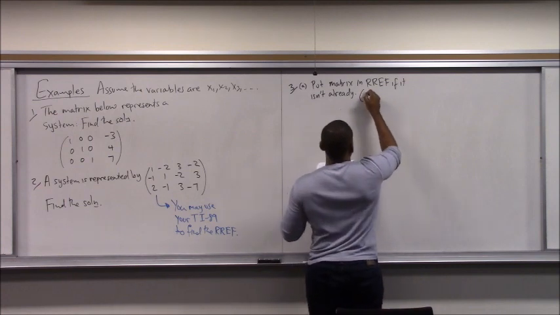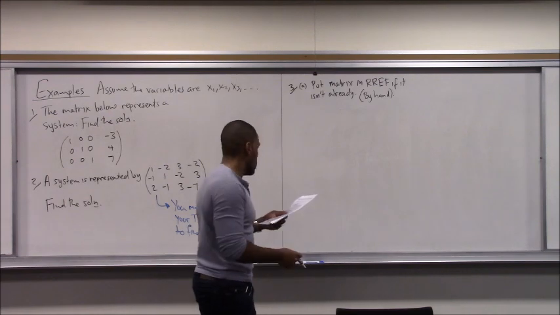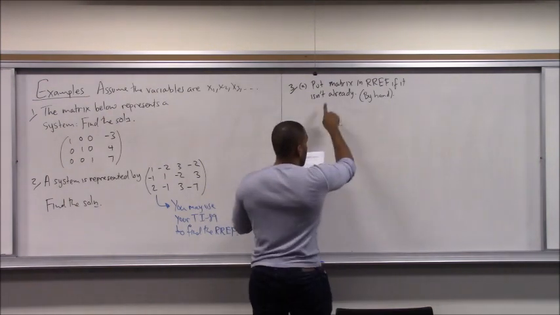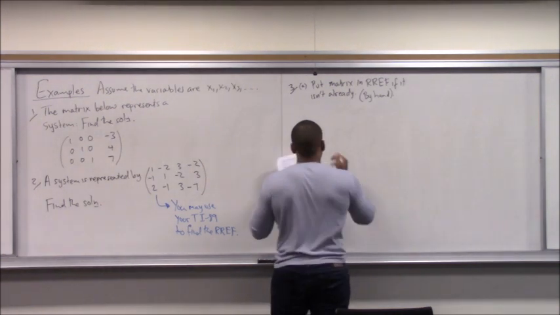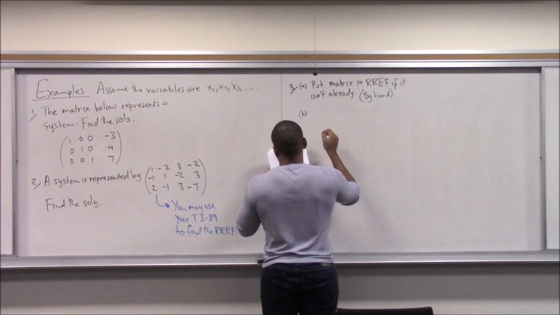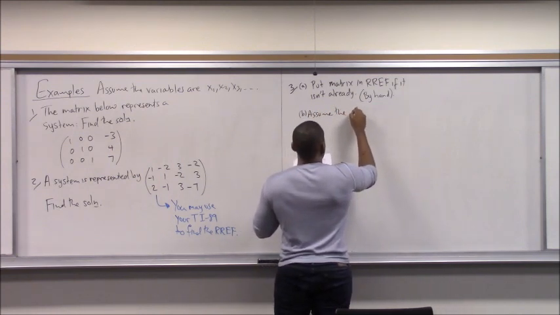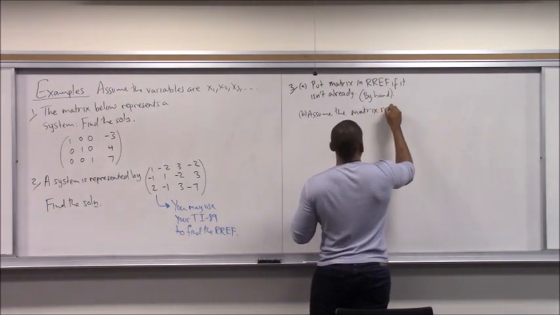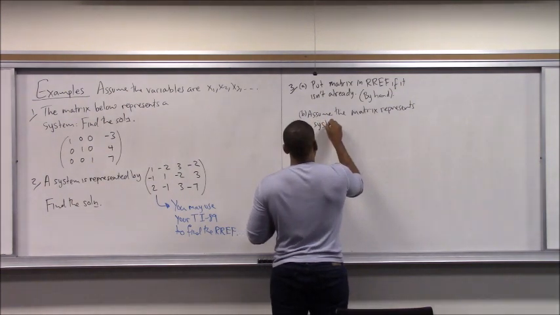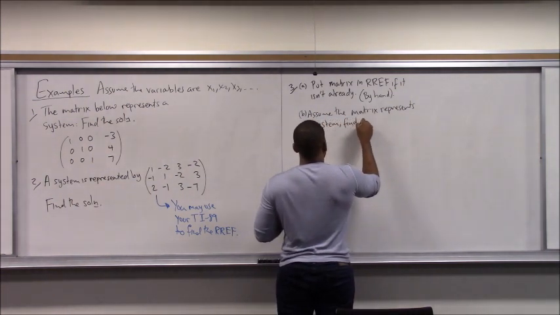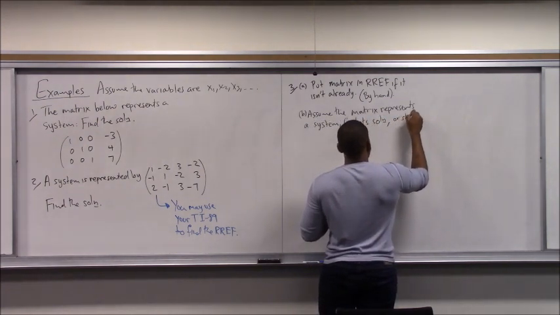And here, I'd rather you do it by hand, because these aren't complicated, and it's kind of something you should know how to do. You can use your calculator for this, but if it's not in reduced echelon form, recognize that it's not, and then by hand put it in reduced echelon form. B. Assume the matrix represents a system. Find its solution, or state that it hasn't.